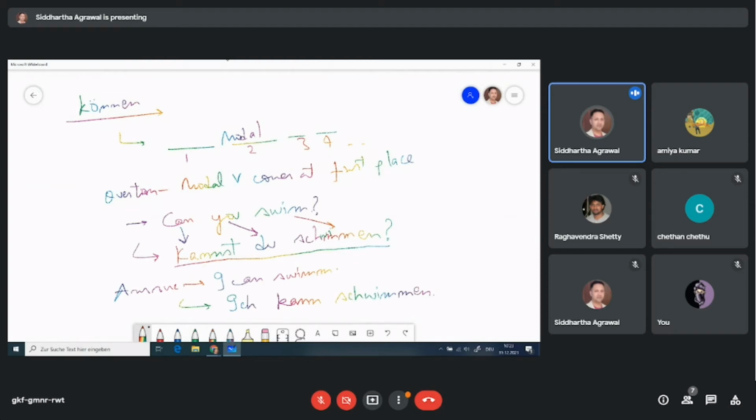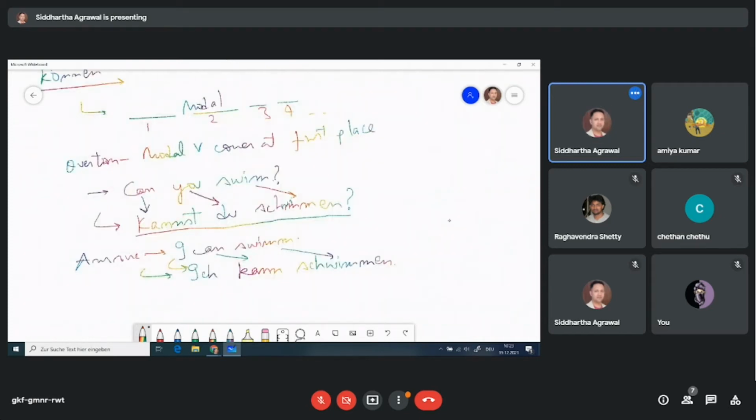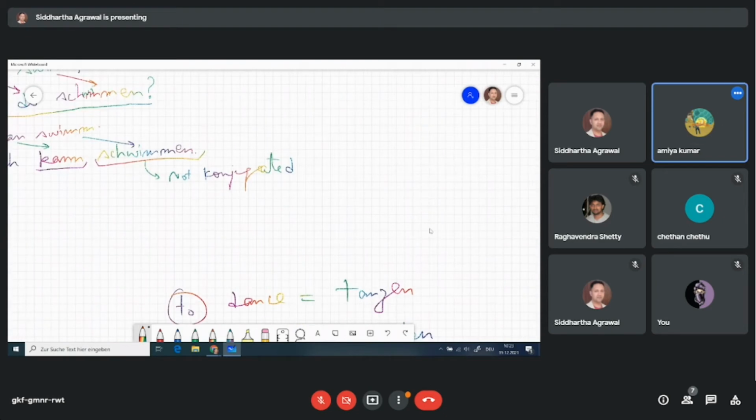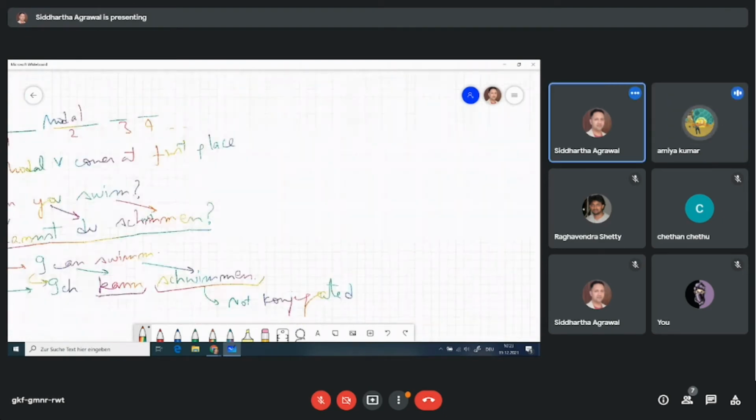So just make sure that whenever you are using modal verbs in a sentence, the modal verb should always come at the second position. The main verb comes in the infinitive. It is not conjugated, because you have already conjugated the modal verb, and the main verb is in the infinitive form, right? Any doubt? No.